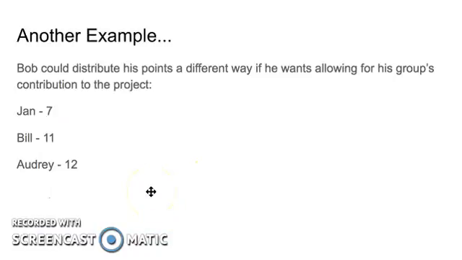Here's another example. Bob could do his points in a different way. If he felt that at some particular point in time Audrey was doing a lot more work and so was Bill, he could distribute his points this way. Audrey and Bill get 12 and 11 respectively, and Jan didn't quite hold up her end of the deal, so she gets 7 points. That's another way that you can do it. As long as your points total up to 30 or whatever the math is supposed to be, and as long as one person has 11 or more and another person has 9 or less, that's what you need to do for this.